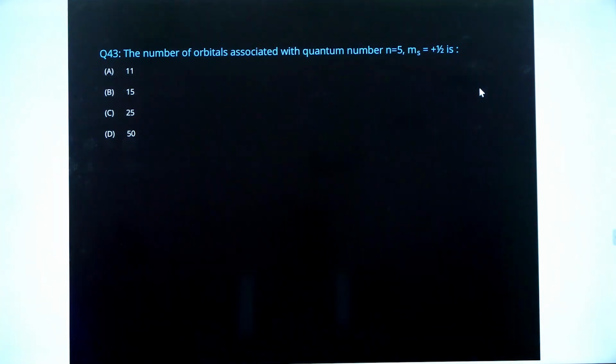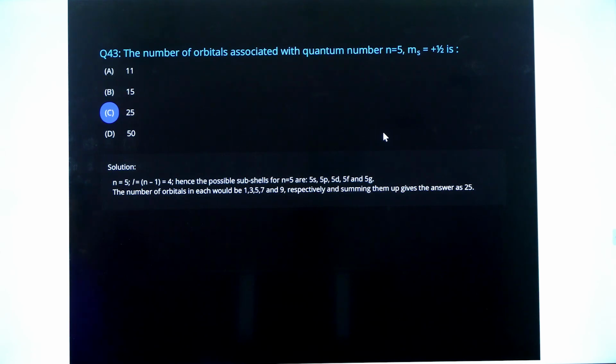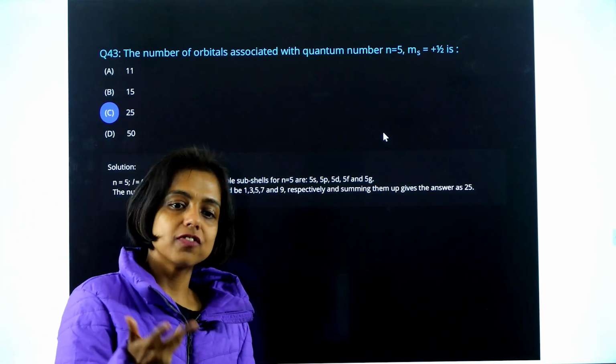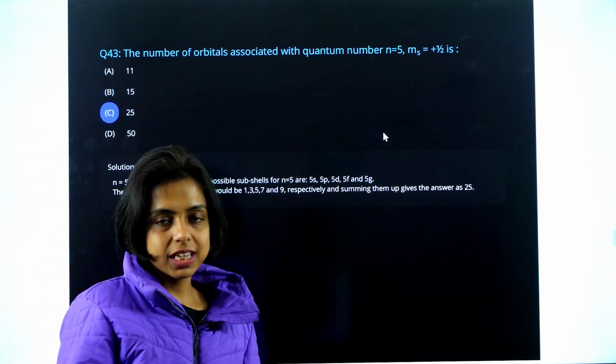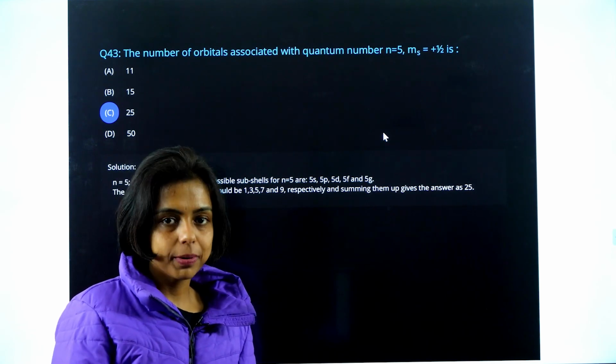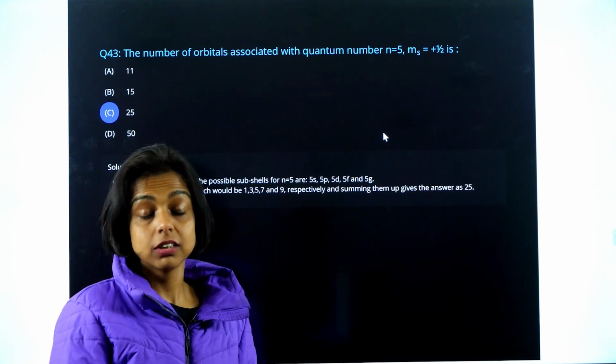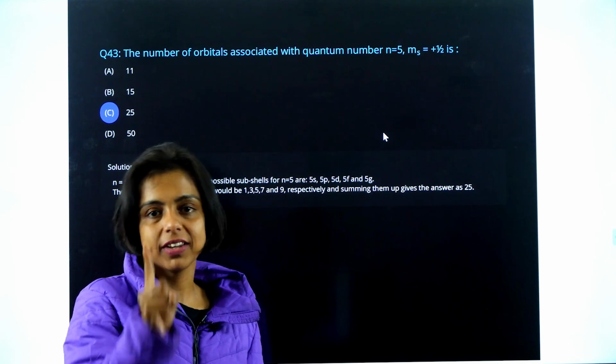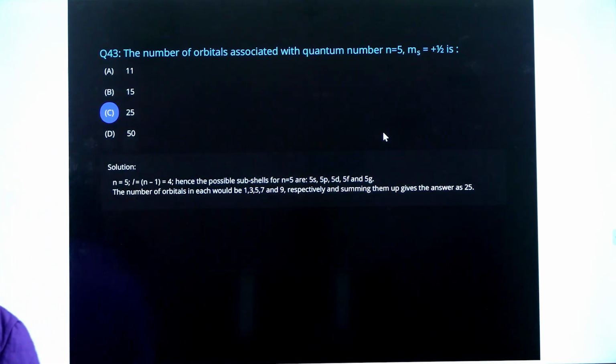So what should be your answer to this? How many electrons will have spin plus half? The answer is 25. Got it? So S, P, D, F, G. So S has 1 orbital, P has 3, D has 5 orbitals, F has 7, and G has 9 orbitals. In 1 orbital, we have 1 electron with plus half spin. So you can make it a total of 25.